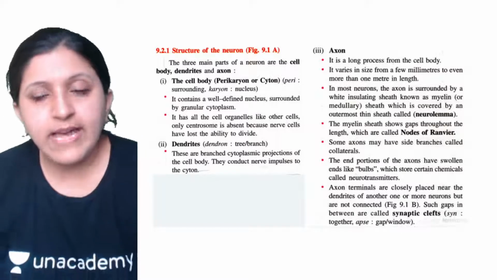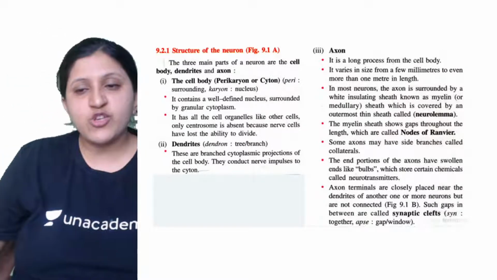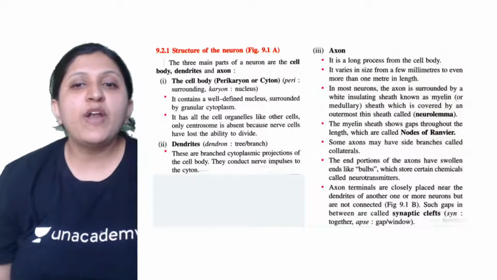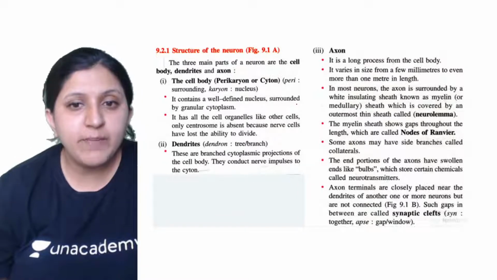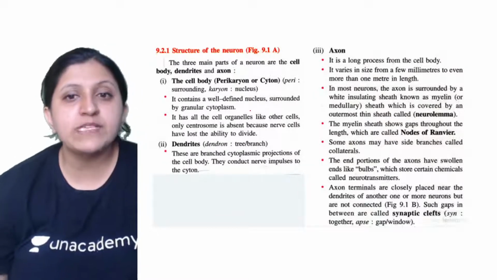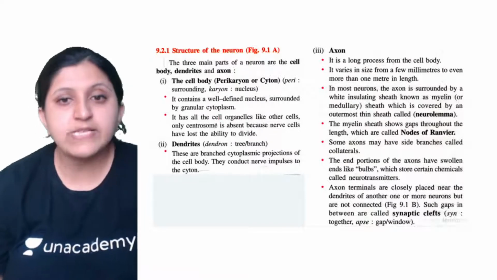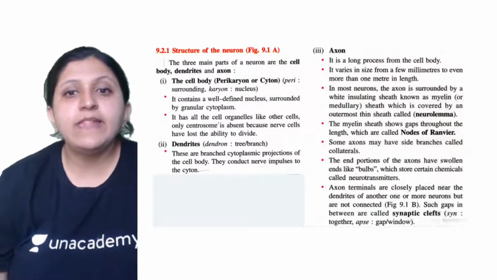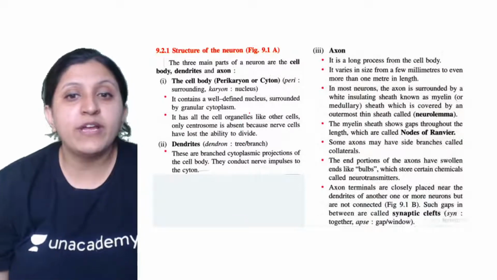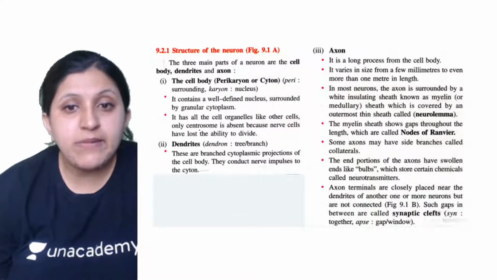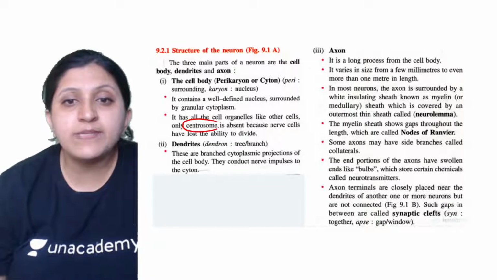So other than that, we saw this one. Okay, so cell body, the perikaryon, well developed nucleus, granular cytoplasm, that is a Nissl granule, which is a breakdown product of an endoplasmic reticulum itself. Then it is having all the cell organelles like other cells, but the centrosome is absent.